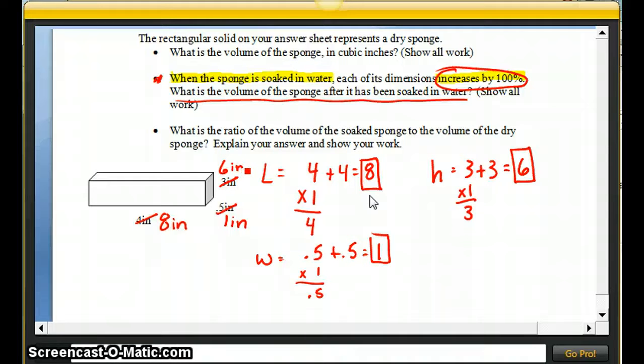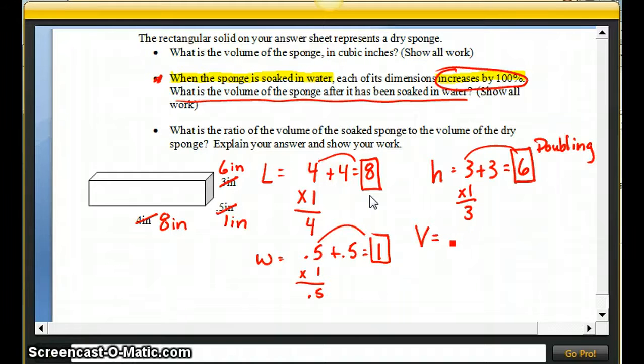And if you notice what happened with these numbers, the 4 became 8, the 0.5 became 1, and the 3 became 6. Increasing by 100% is the same thing as doubling a number. So now we're set to find our volume: 8 inches by 1 inch by 6.